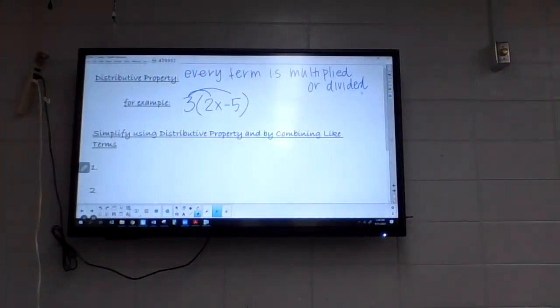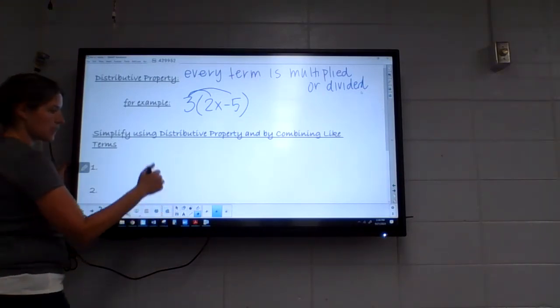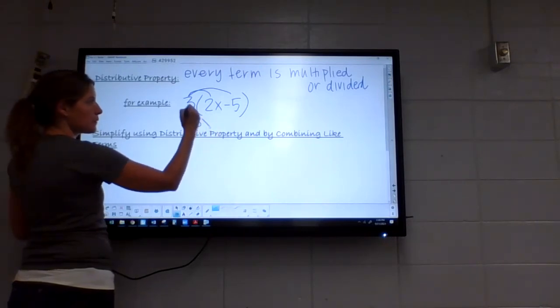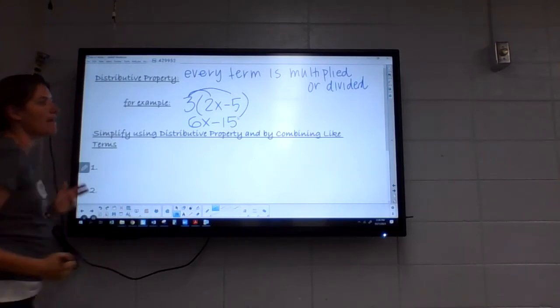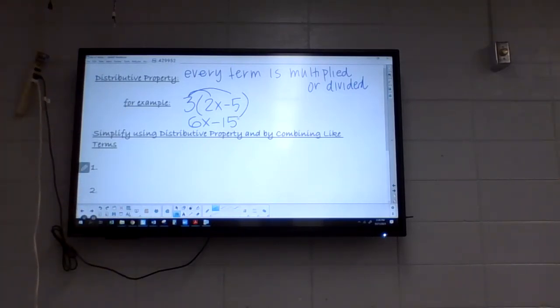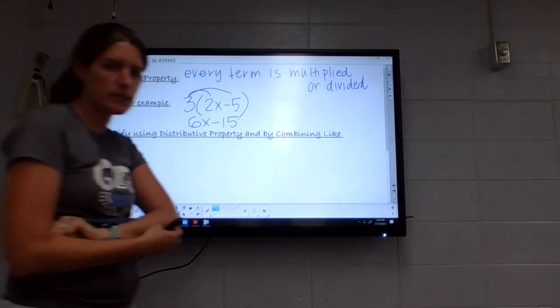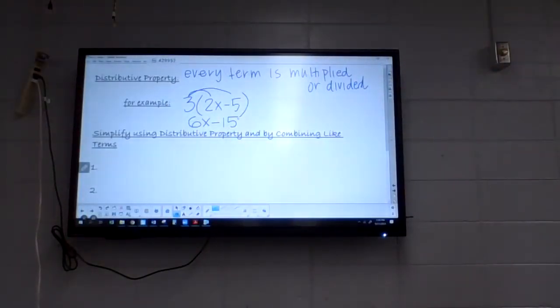So every term is either multiplied by, in this case I'd be multiplying by 3, so this would end up being 6x minus 15. 3 times 2, and then 3 times 5. And then we know now that those aren't like terms, so we just stop there. We just write it as 6x minus 15.